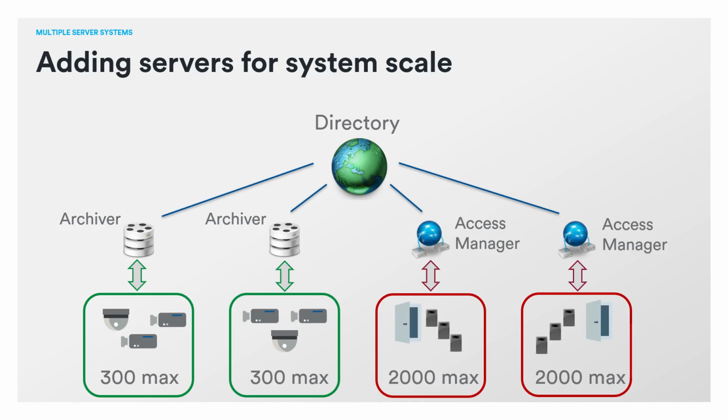What if I'm deploying a large system with 1,000 cameras? The answer is to run multiple archivers to manage that large number of cameras. So the size or scale of a system is the most common motivator to deploy a multi-server system. But there's another common motivation.